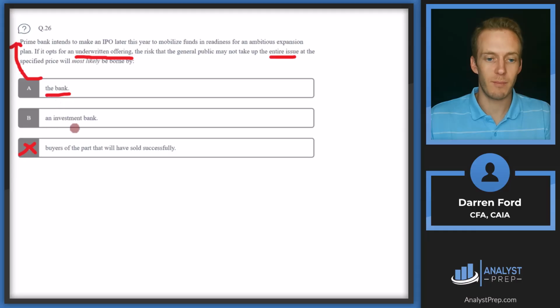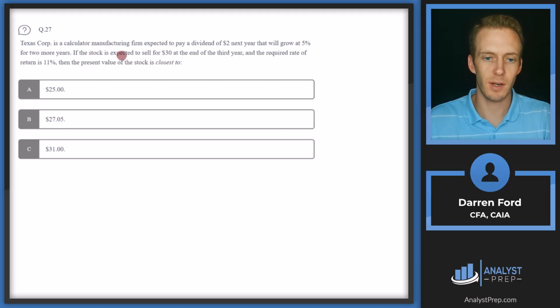Looking at the investment bank being the underwriter, in an underwritten offering the underwriter agrees to buy any unsold shares. So it's up to them to aggressively sell the IPO and make sure it's fully subscribed, so that they're not stuck holding any unwanted shares. In this underwriting scenario, the investment bank is guaranteeing a certain amount of capital for Prime Bank, and they bear the risk in this instance. Answer B. Question 27.